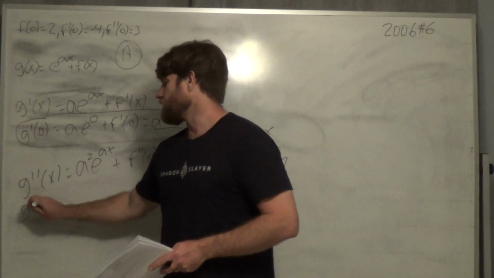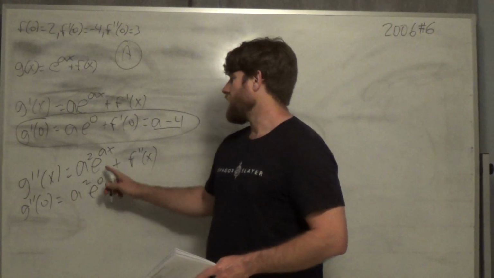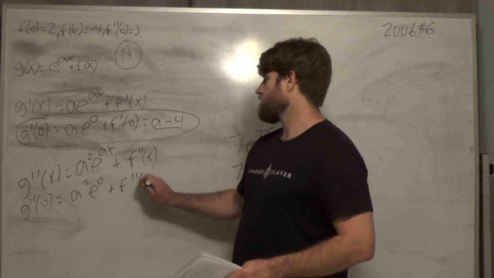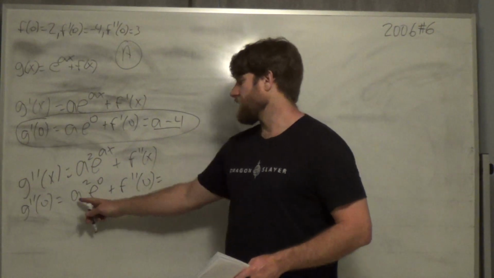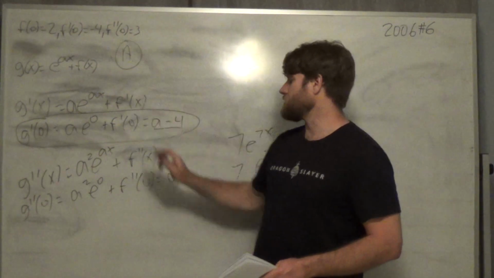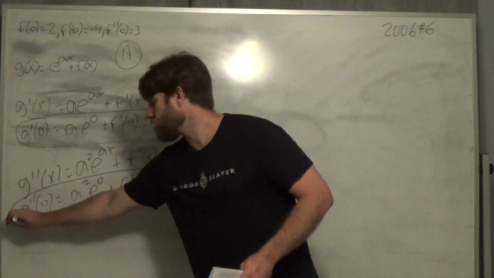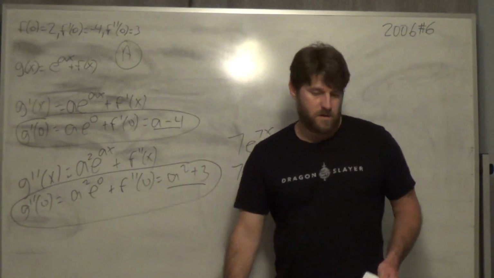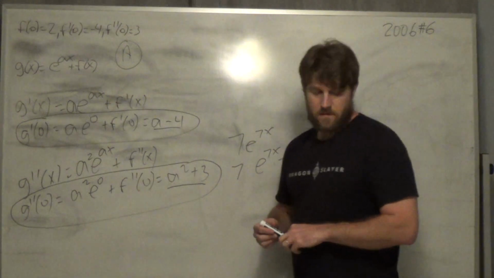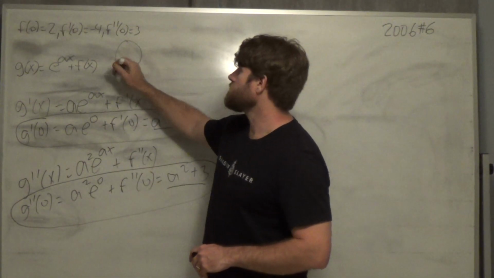And now we want g double prime 0. If I put a 0 there, I just get e to the 0, so I get a squared times 1, which is a squared, and f double prime 0, which is 3. And there you go. Very strange question. I wouldn't say it's that difficult, but a little strange. And now we're going to go to part B.